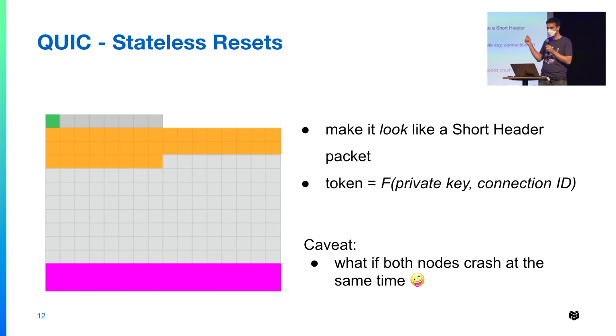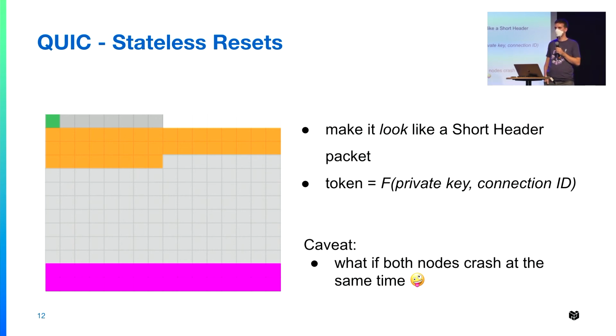And if the authentication tag matches this magic value, then the node knows it is not a normal packet, but it's a reset packet. And because this authentication tag is 16 bytes long, there's basically no chance of a normal packet being misidentified as a stateless reset. The collision probability is just so low that we don't have to care about this.